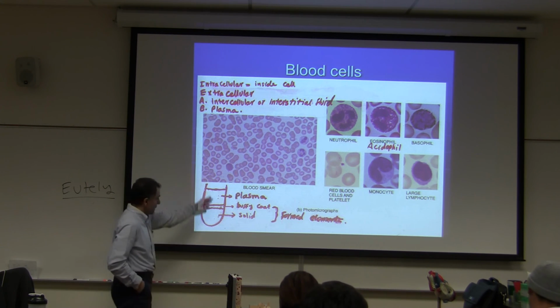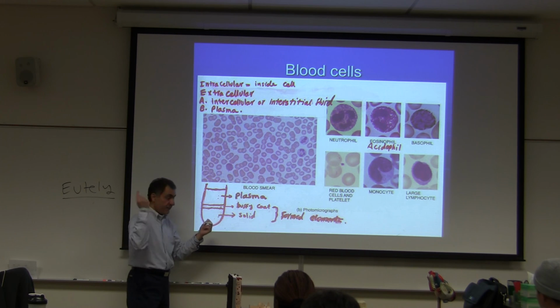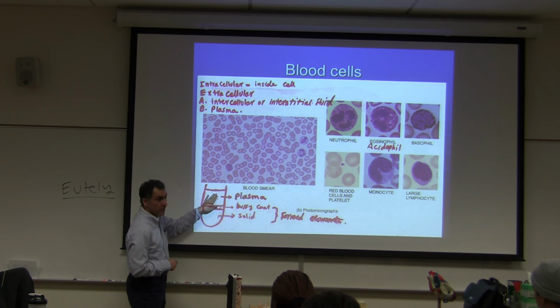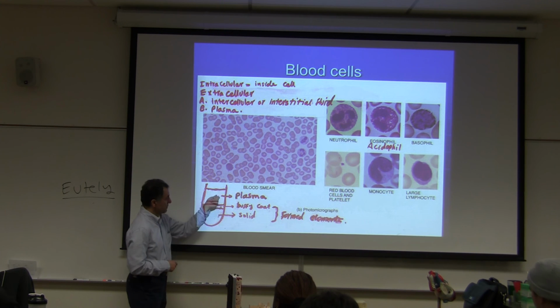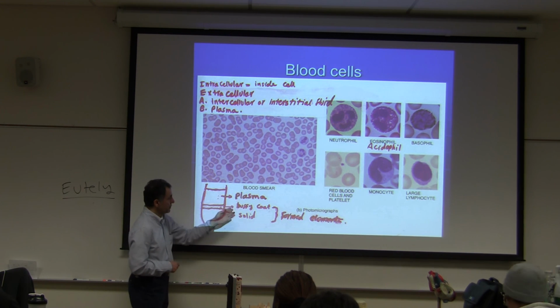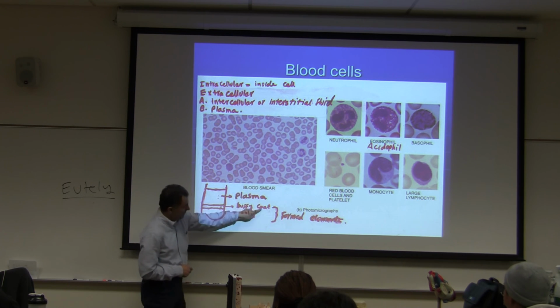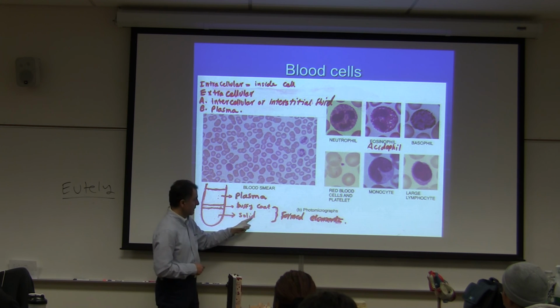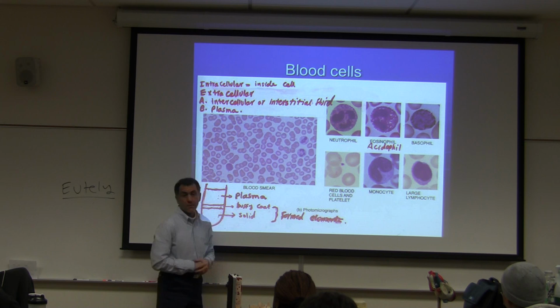If I take your blood and put it in a test tube, let it sit down or spin it, the solid portion of the blood goes down, then you have a thin layer between the plasma, the liquid portion of the blood, and the solid portion, called the buffy coat. Plasma is the liquid portion of the blood. The buffy coat, which is your white blood cells, and the red blood cells on the bottom, the solid portion, is called formed elements.